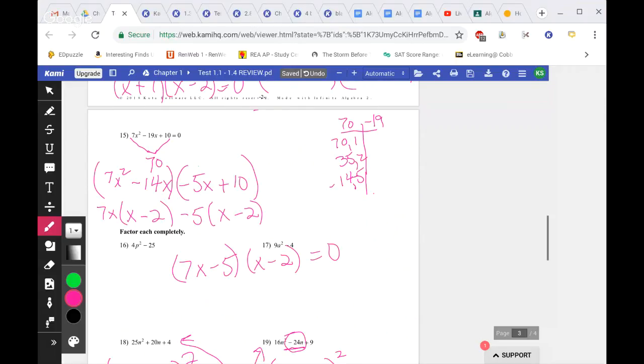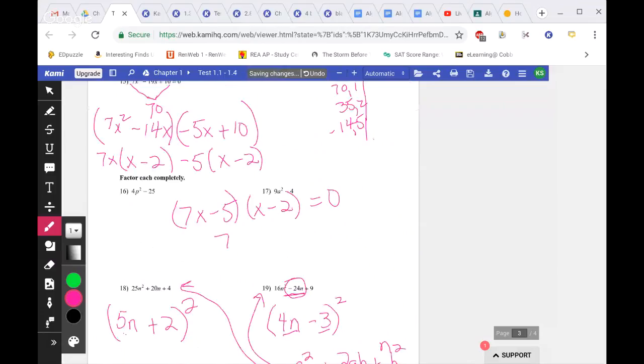And once again, if I take each one of those and set them equal to 0, I'm going to get x equals 5/7. And then this one would be x equals 2.